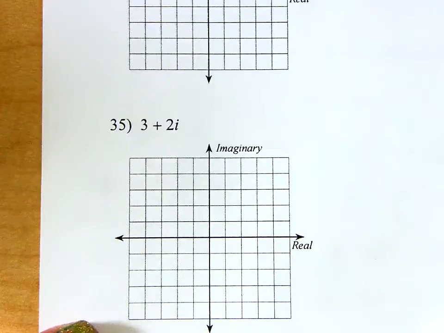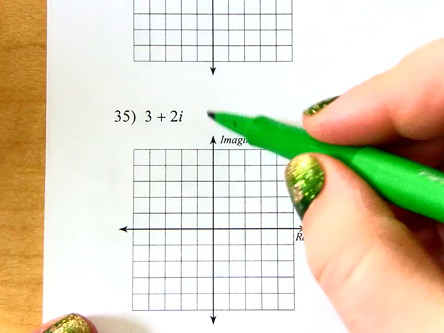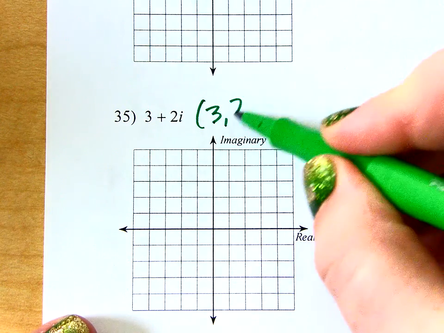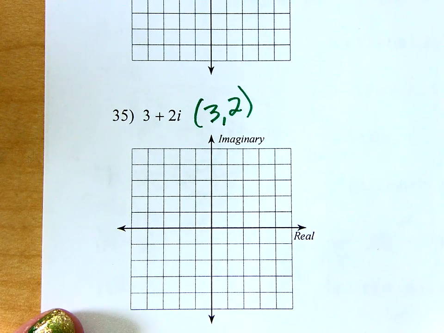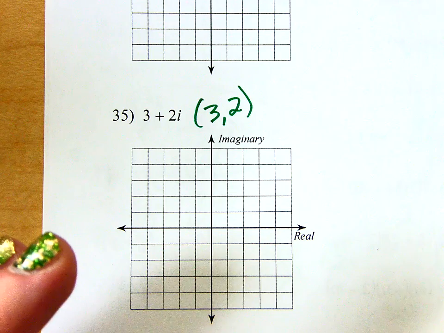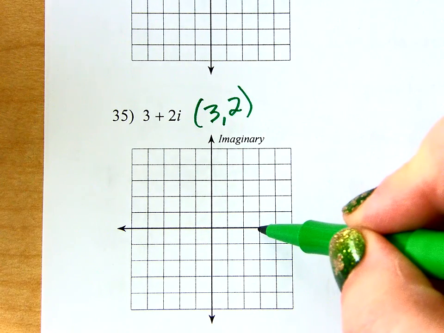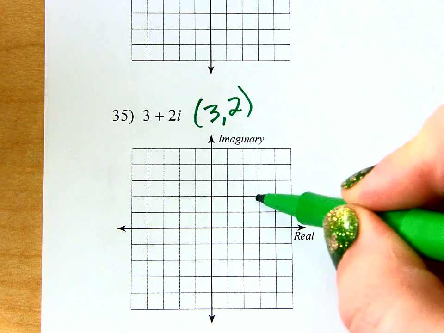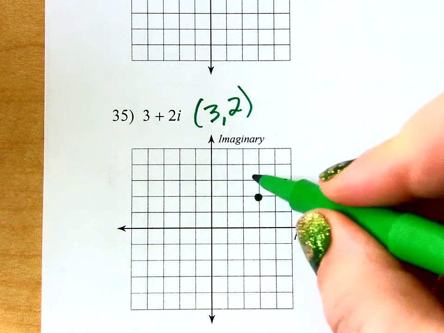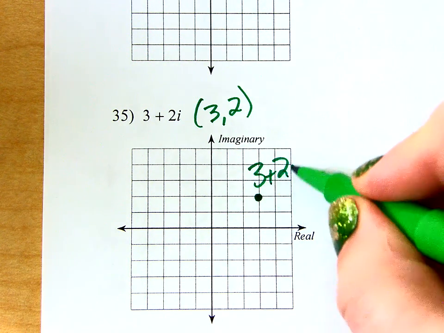So try 35. So just remember, it's as though you're plotting, it's the same idea, right? This is easy peasy. So you go 3 on the real axis and then positive 2 in the imaginary direction. So there is 3 plus 2i.